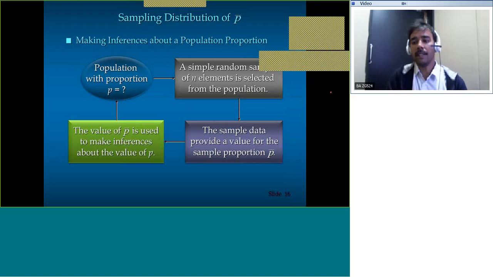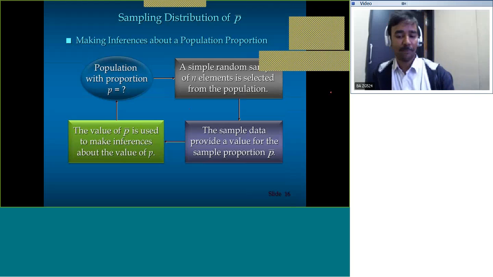So the concept is like there is a big population and you want to calculate the proportion of some characteristic. So the proportion is denoted by small p. Now from that big population, I will find a small sample of size n. For that sample, I will calculate the proportion known as sample proportion P bar. This is the sample statistic. Then this value of P bar is used to make inferences about the value of P.